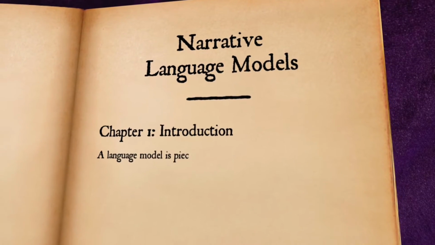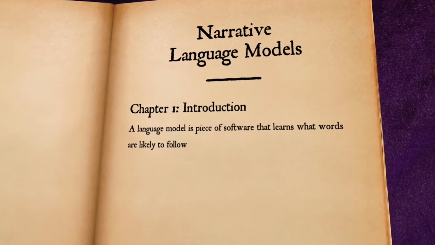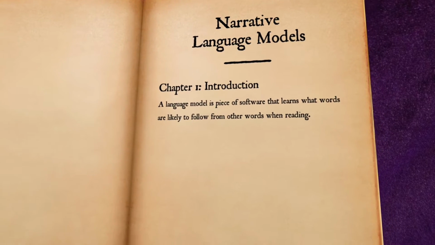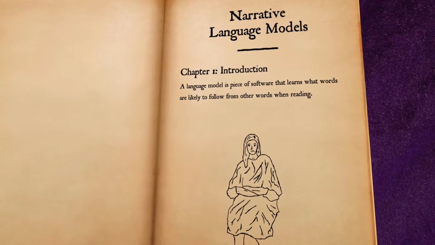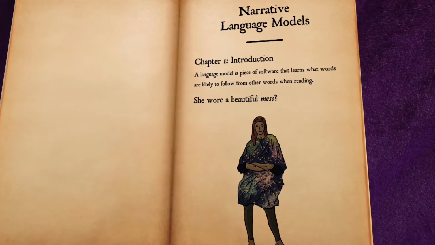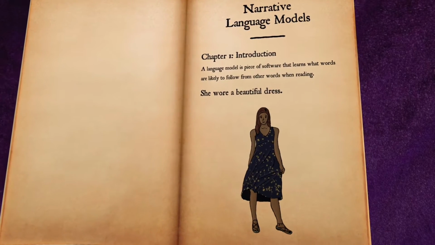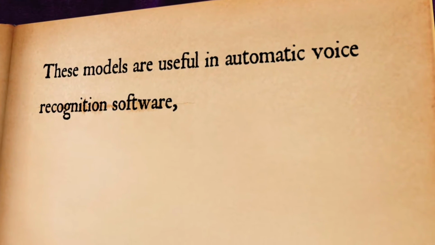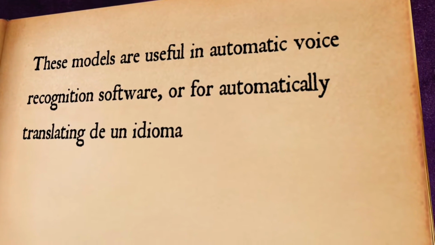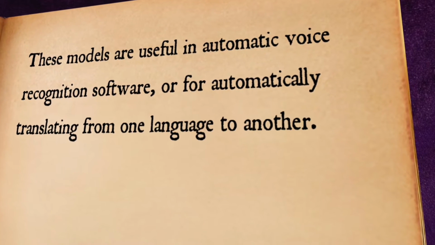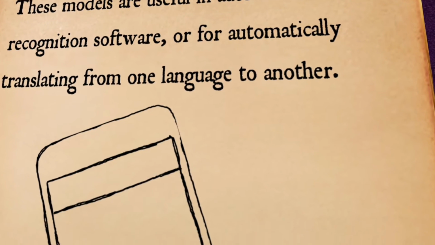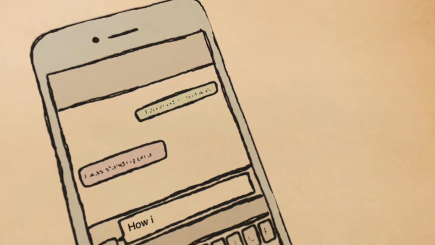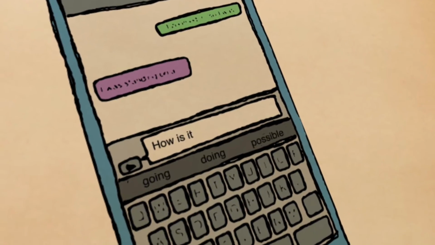A language model is a piece of software that learns what words are likely to follow from other words when reading. So it's more likely that someone would write that she wore a beautiful dress than she wore a beautiful mess. Language models are useful in automatic voice recognition software or for automatically translating from one language to another. There's probably a language model in your pocket right now for suggesting words when you're texting on your smartphone.